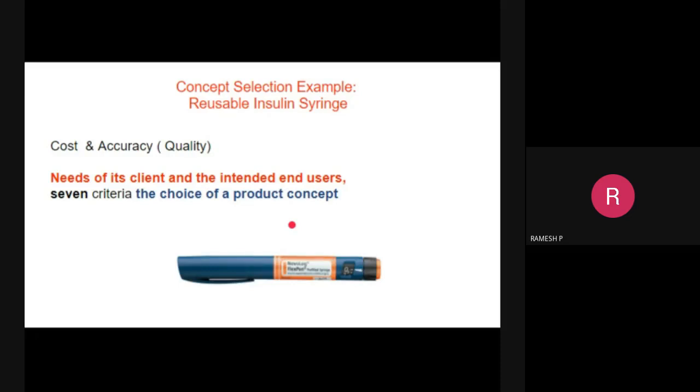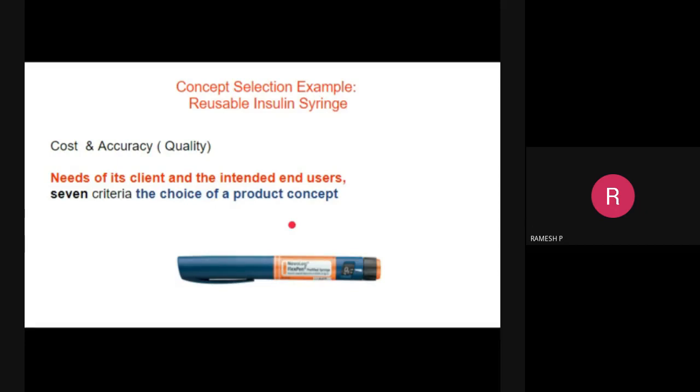Consider that you are working in a product development team. Our effort will be made on considering this syringe example, utilizing various concepts. I will brief out some of the concepts, and we will be working on how we select the concept. This is just an example provided in our curriculum, in our course.